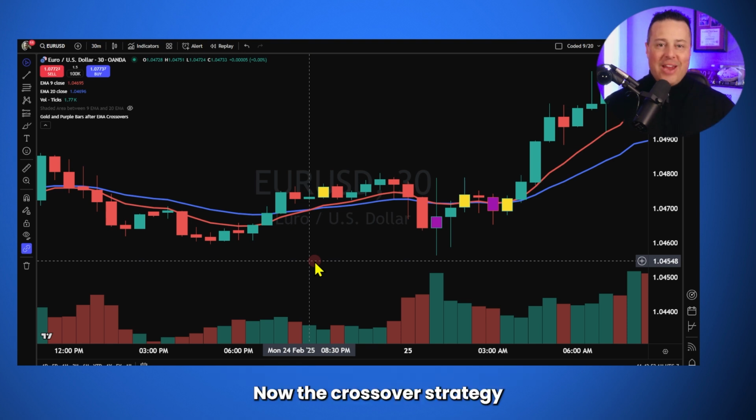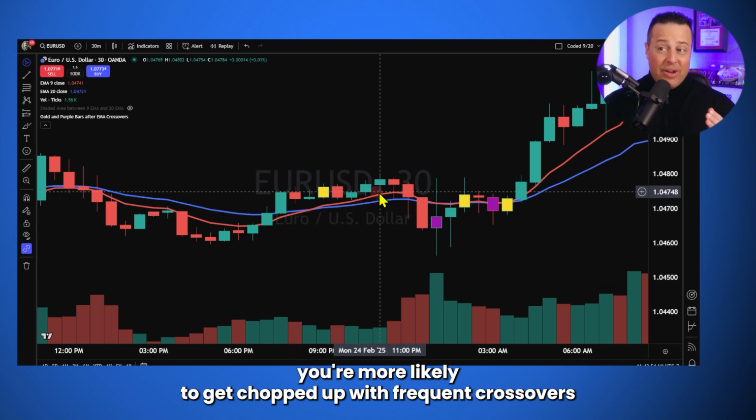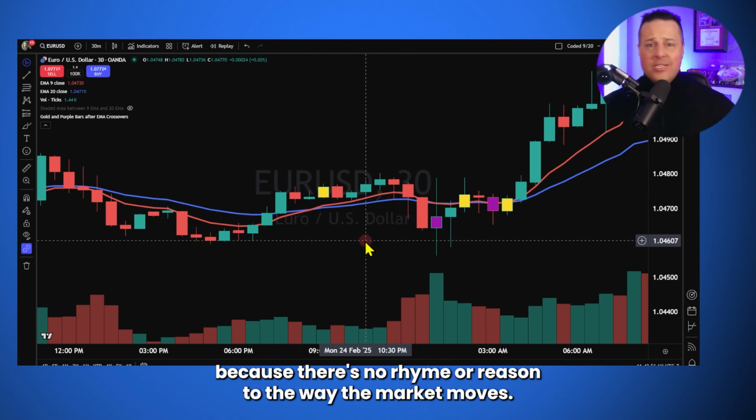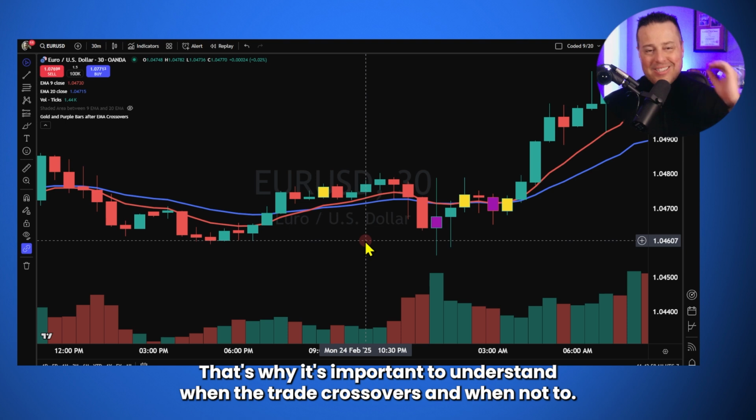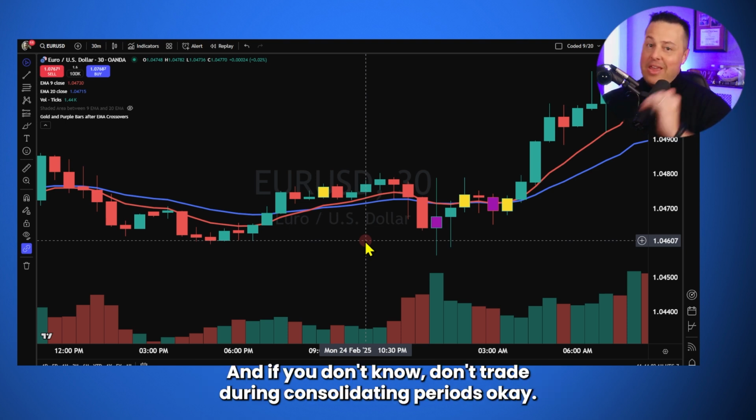Now, with a crossover strategy, you're more likely to get chopped up with frequent crossovers because there's no rhyme or reason to the way the market moves. That's why it's important to understand when to trade crossovers and when not to. And if you don't know, don't trade during consolidating periods.